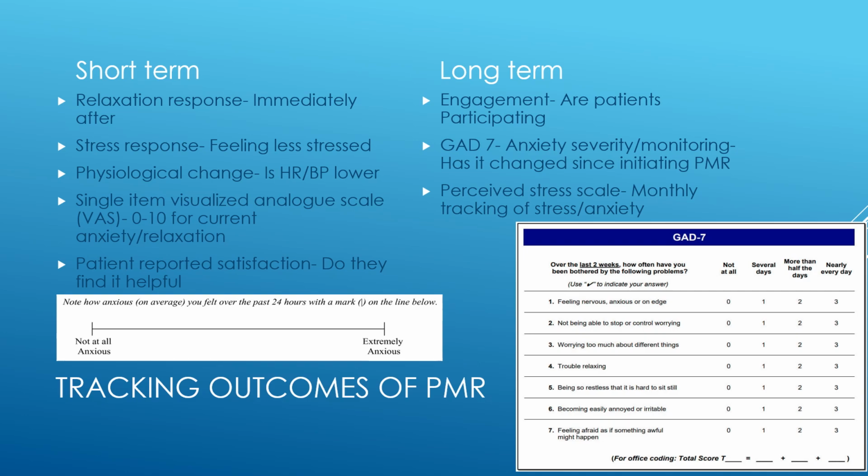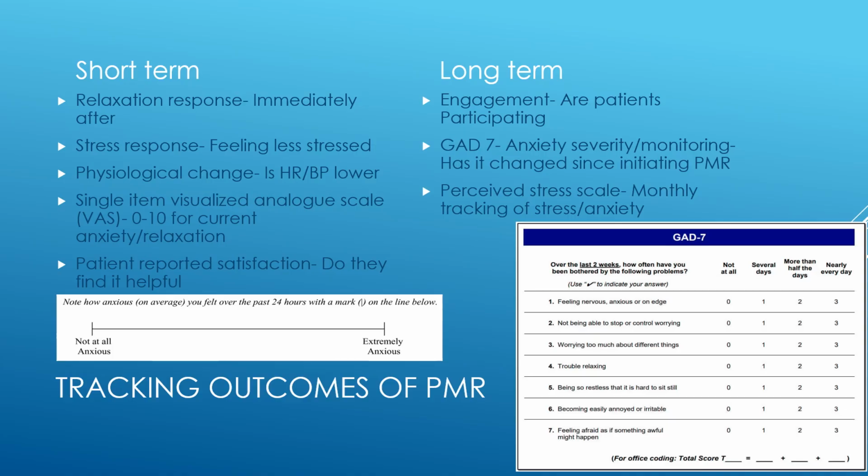Tracking outcomes of PMR. There are a few different ways to track outcomes. Short term can be the client's immediate relaxation response after they perform PMR, and their stress response, if they're feeling less stressed after performing the PMR. You can monitor physiological change. Are their heart rate and BP lower? You can use scales like the Single Item Visual Analog Scale, or VAS, from 0 to 10 for current anxiety and relaxation, as well as patient-reported satisfaction. Do they find it helpful?